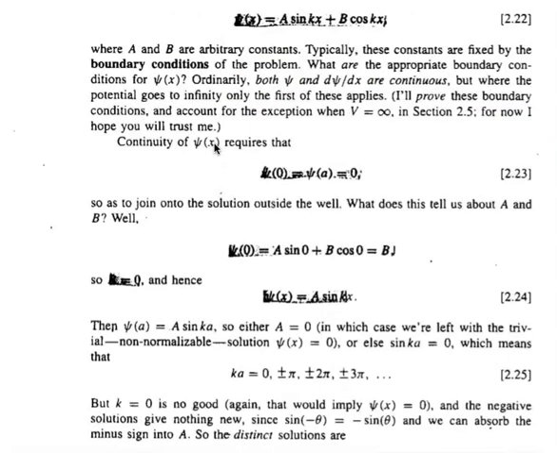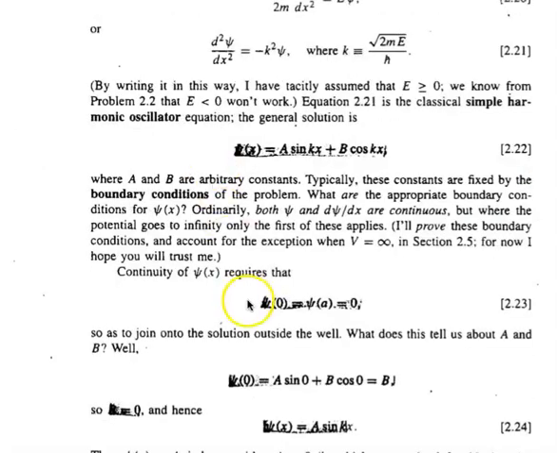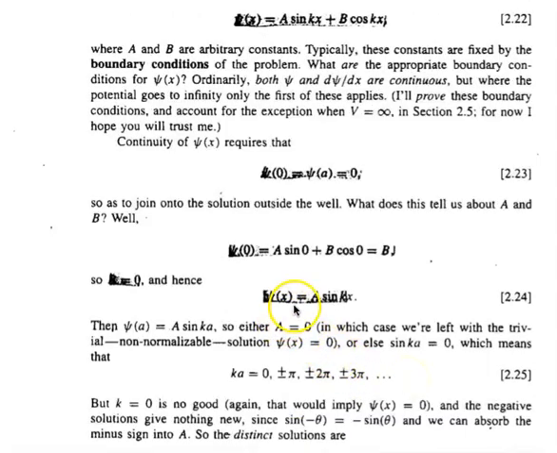But now there are some conditions. Because the wave function has to be 0 at x equals 0, it turns out that we must have here that B is 0, because the cosine of 0 is 1. The only way to make this equal to 0 is to have B equal to 0. So therefore the wave function becomes psi of x equals A sine of kx.